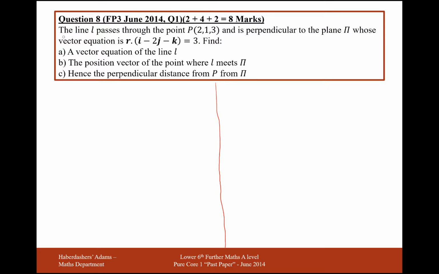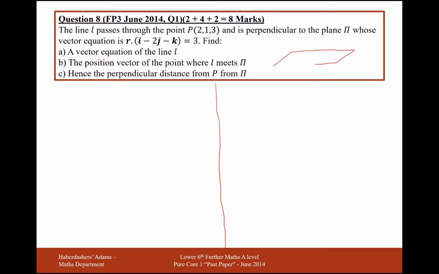Right, okay, so here we've got a line, L, which passes through this coordinate here and is perpendicular to the plane pi, whose vector equation is this. Let's draw out some more detail about what pi is.